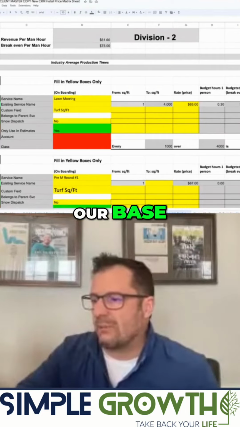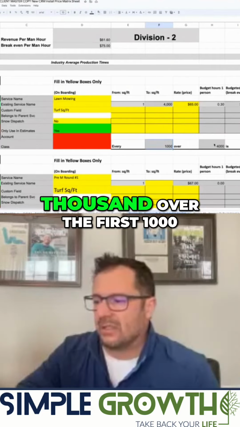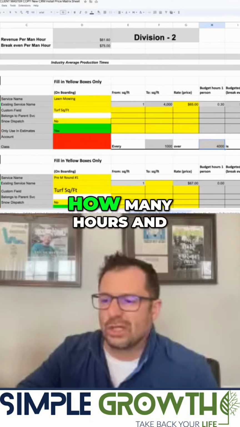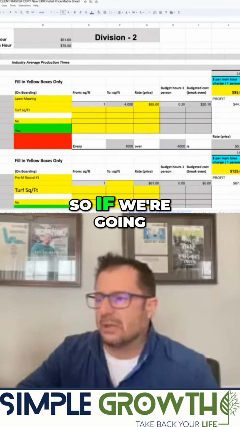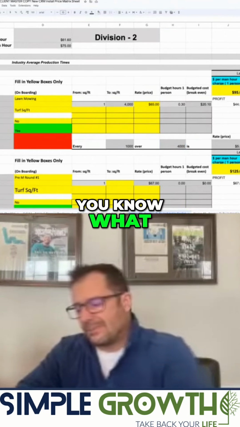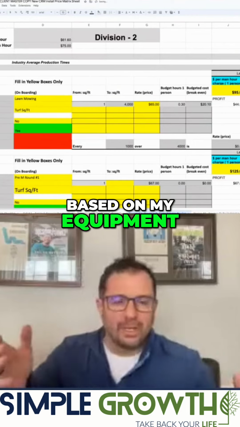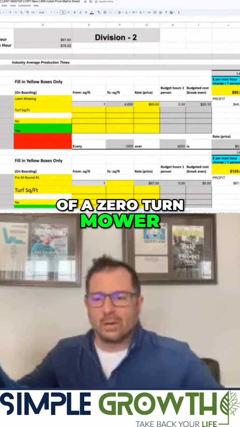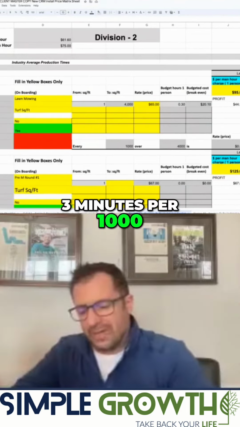But once we've got our base, we need to know every, say, 1,000 over the first 1,000, how much more are we charging, how many hours, and what's the cost. So if we're going in here and said, you know what, I believe based on my equipment of a 0-turn mower, it's going to be 3 minutes per 1,000 mow, blow, and edge.